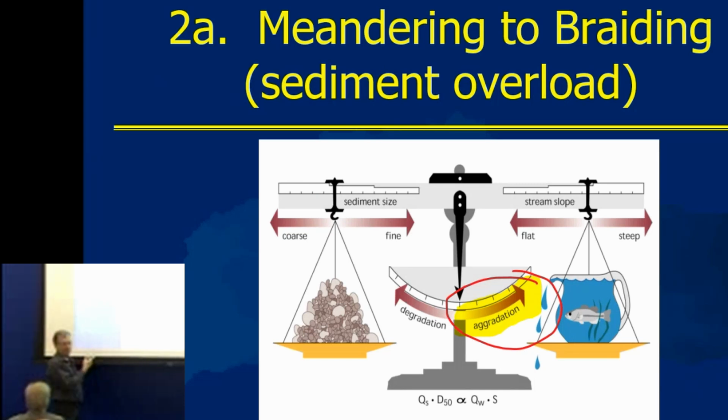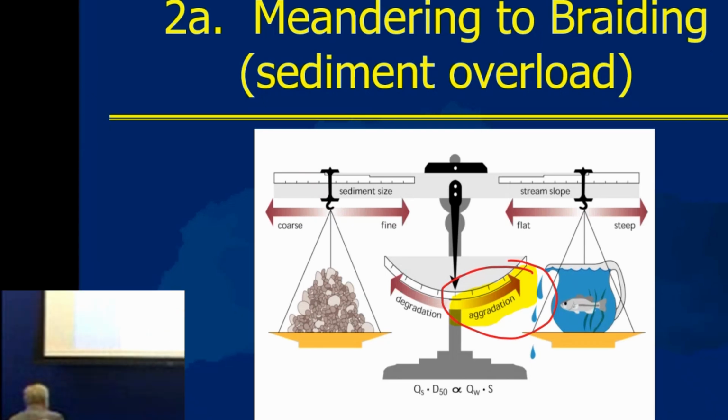Lane came up with the equation or the relationship, because it's not quite an equation. Borland came up with the idea of the scale. So I like to call it the Borland scale, but it should probably be the Lane-Borland scale. Now the point is that if you overload, so you get more sediment, you increase the amount of sediment here, what's going to happen? You're going to tip the scale, and that needle is going to go into the aggradation range.